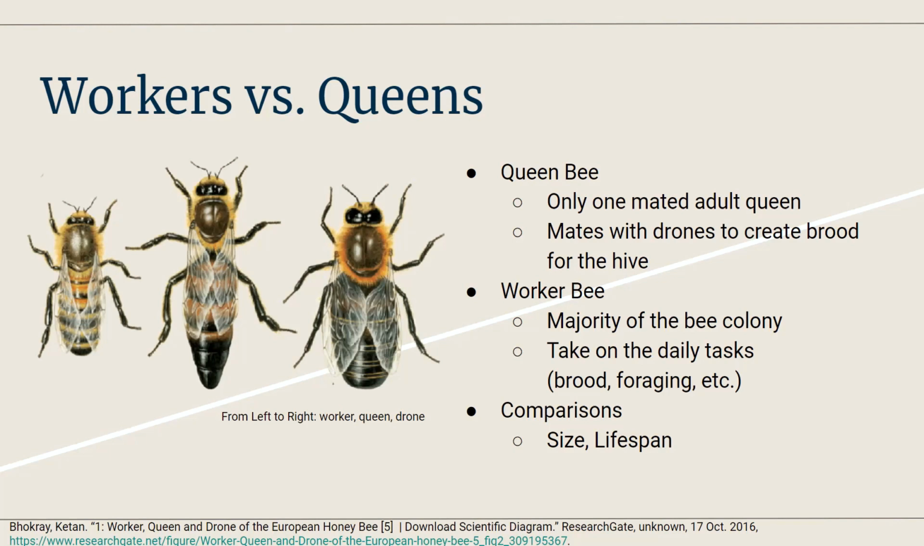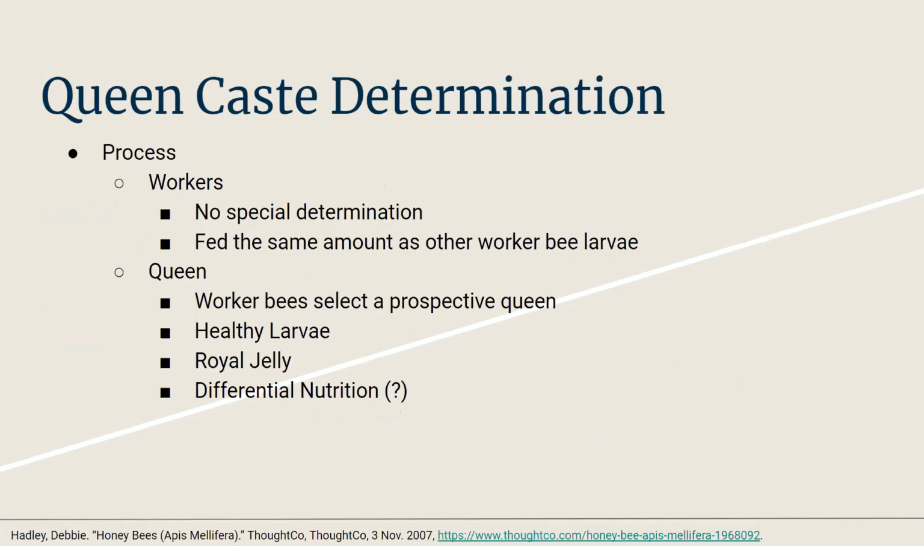On the other hand, worker bees account for the majority of the colony, with populations ranging from 20 to 40,000 per hive. The worker takes on daily tasks like tending to brood, foraging, hive upkeep, and more. Queen bees tend to be about double the size of a worker bee and have an average lifespan of about 1 year. A worker bee will live for a shorter period of time, anywhere between 4 to 6 weeks to 4 months.